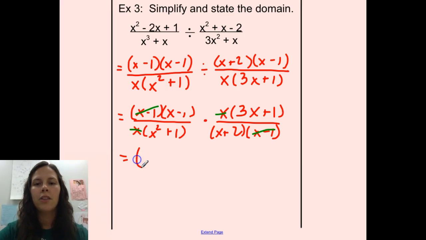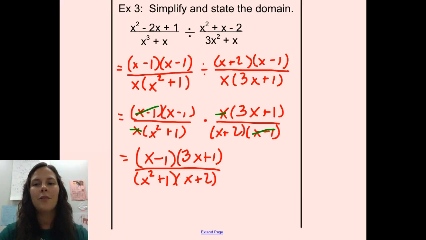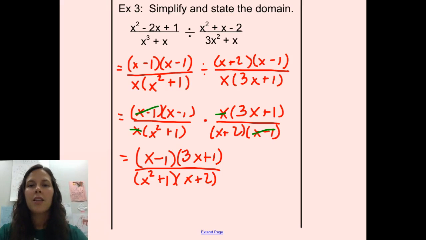This leaves us with x minus 1 times 3x plus 1 in the numerator, all over that x squared plus 1 times x plus 2 in the denominator. Leave this in factored form because the more work you do, the more likely you are to make a mistake somewhere. If you FOIL these back out, first of all, you're causing more work for yourself, and secondly, you're giving yourself another opportunity to make a mistake. So just leave your answers in factored form.